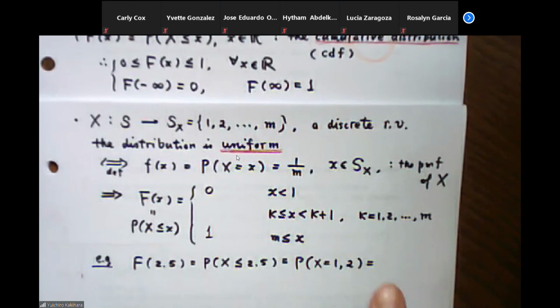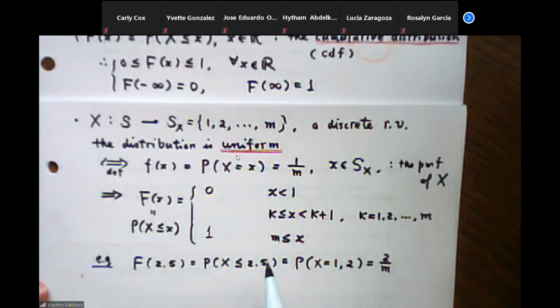The probability that x is equal to 1 is 1 over m. X is equal to 2 is also 1 over m. So this probability must be 2 over m, right? 2 over m. Do you agree? Please agree.